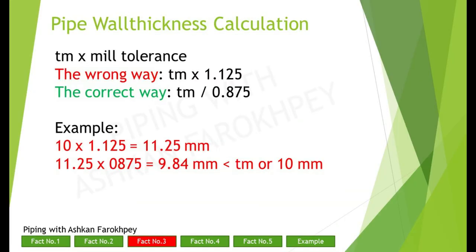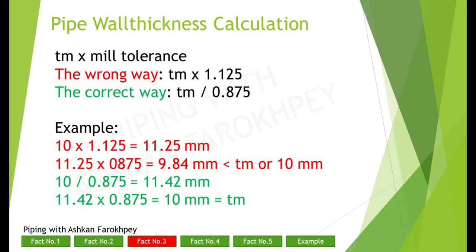For example, assume that your Tm is calculated 10 mm. The wrong way is to multiply 10 by 12.5%, which gives you the thickness of 11.25. Now assume that you're the pipe manufacturer, and based on the standard, you're allowed to deliver the pipes in maximum 12.5% lesser thickness. Now, 11.25 multiplied by the mentioned mill tolerance would give us 9.84 mm thickness, which is below 10 mm or the Tm.